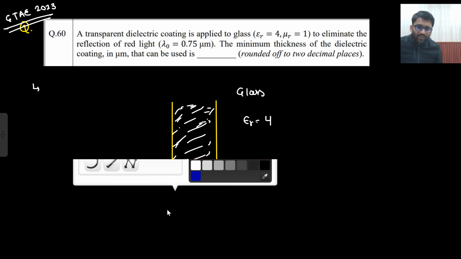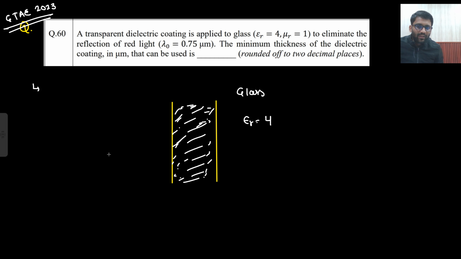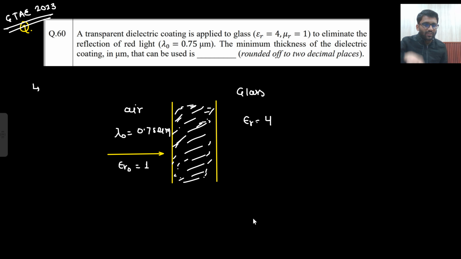From this particular medium, which would be air only, they did not mention any medium. From this air, red light was coming, which was having a lambda naught of 0.75 micrometer. So what will be the epsilon R naught? That will be 1 only. For air, the value of epsilon R naught is 1.